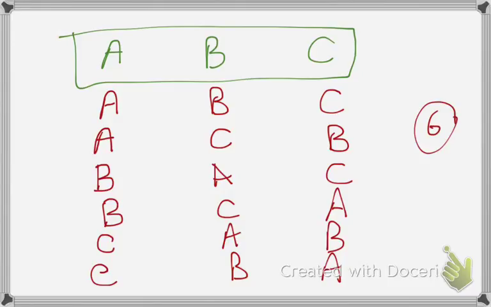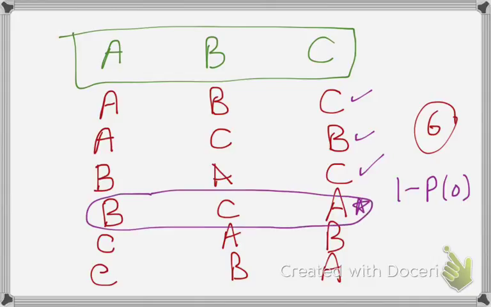Which ones of these would be no one gets their phone right? Because we wanted the probability that none, 1 minus the probability that none of them are correct. Well, this one has at least one that's correct. This one has at least one that is correct. This one has at least one that's correct. This one, none of them are correct. This one, none of them are correct. This one, at least one of them is correct.